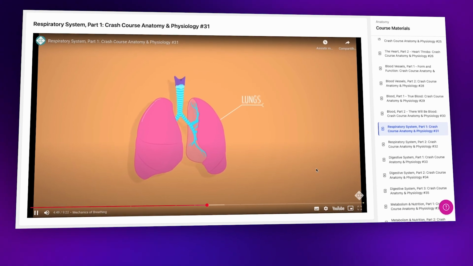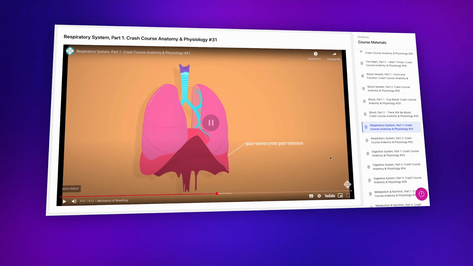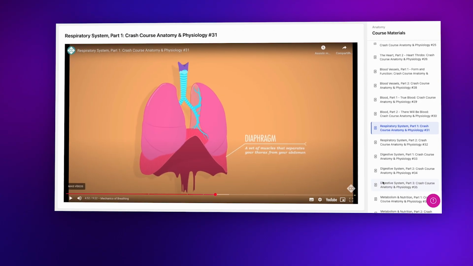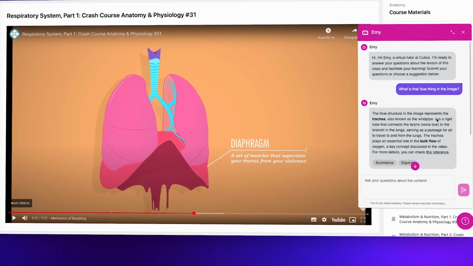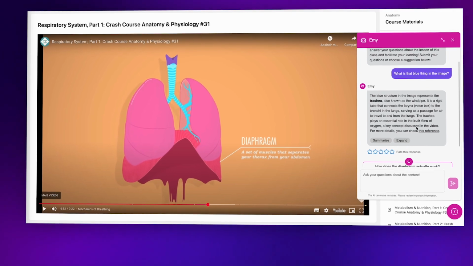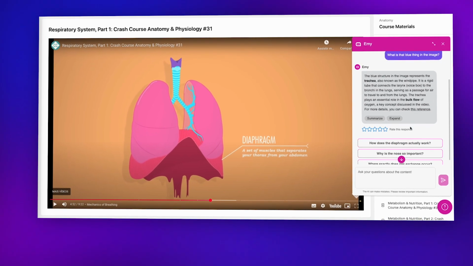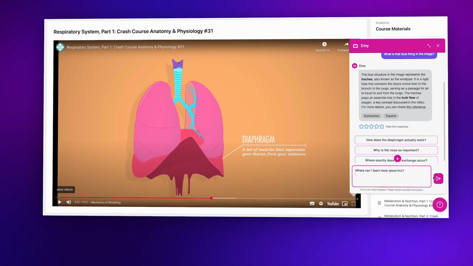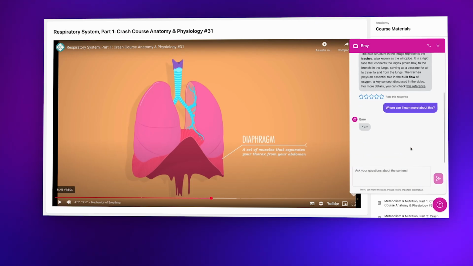In this other example, it's interesting to see how Emmy can actually see what the student is viewing at that moment. In this case, the student simply asks about what's on the screen, this blue structure. Emmy is able to interpret the image in the video, identify which highlighted blue structure it is, and provide the student with a complete answer.